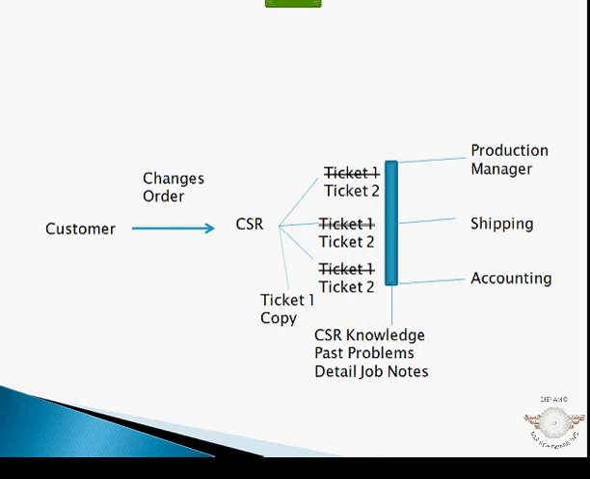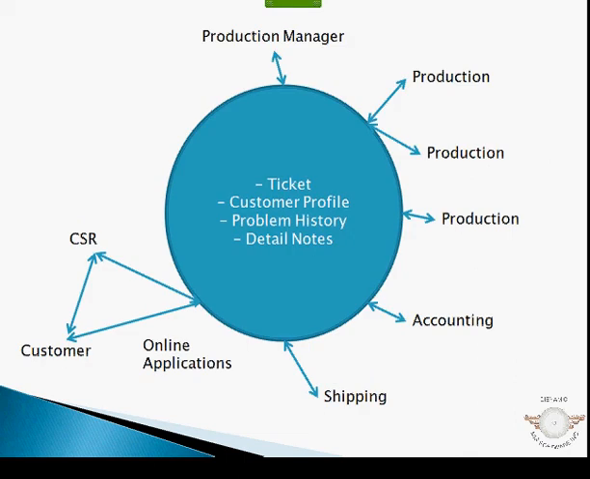A customer phones up and has a change. A CSR basically has to create all new paperwork, has to replace the old paperwork with the new paperwork. We have to hope nobody made copies of the old paperwork we're not aware of. We kind of have to remember all of the knowledge of the CSR, the past problems, the detailed notes all get attached, and then we have to get all of that change information over to the other people on the other side of production. When you get into an information technology environment, it becomes a much more centralized system.